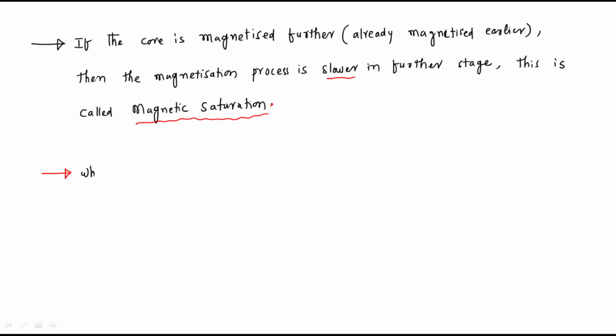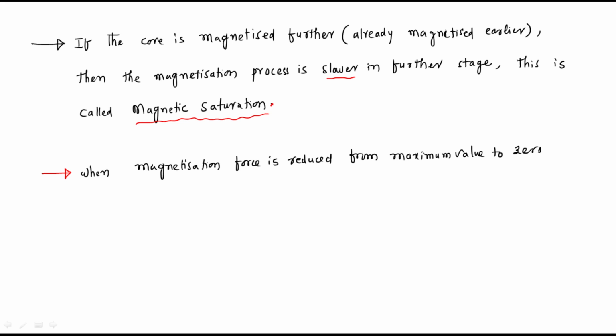That is, when the magnetization force is reduced from maximum value to zero. Previously it is zero, then we have increased the magnetization force, it reaches the maximum, then the core gets saturated. Now we have to decrease that magnetization force from maximum value to zero.